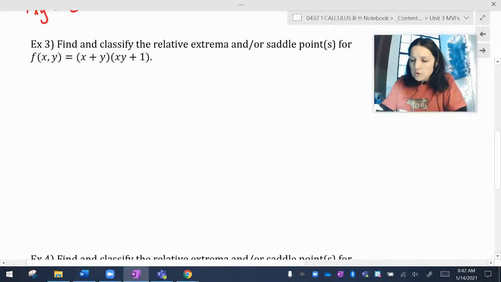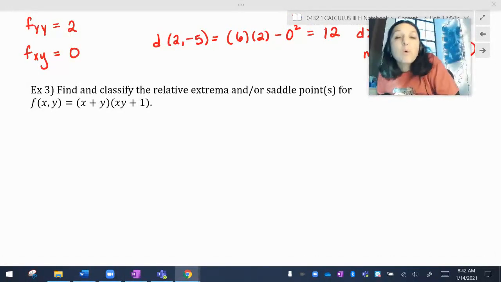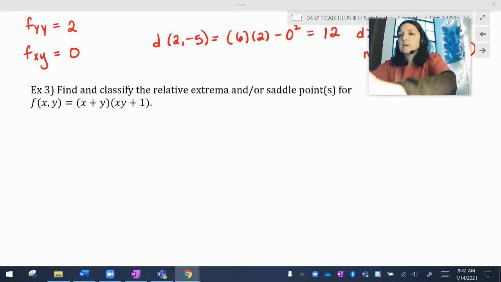All right. Uno más. Well, there's probably dos más, but one more right now. Find and classify the relative extreme values for this other function. And again, you might as well look at it. All right, so let's look at it.